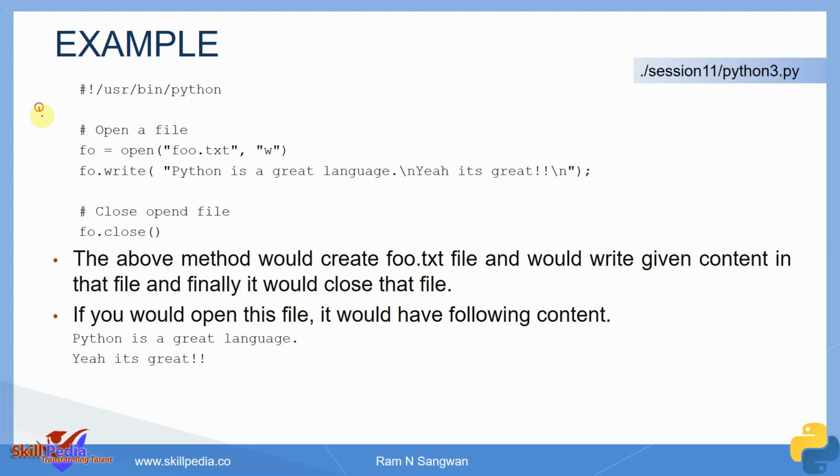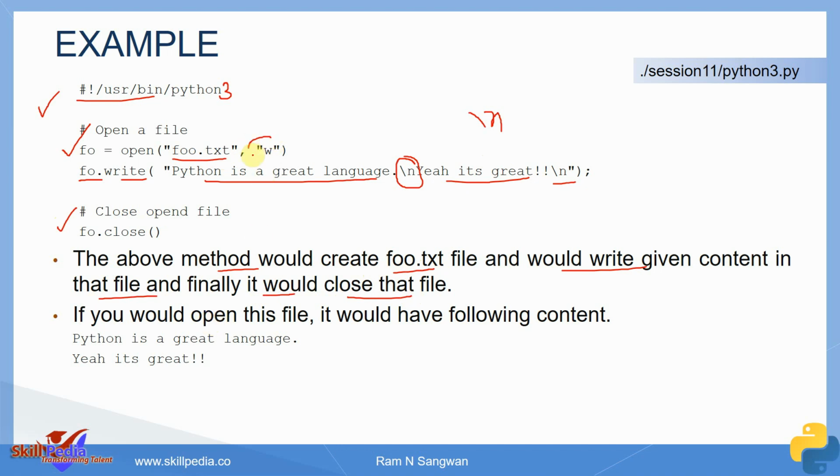This is an example of writing some text into a file. /usr/bin/python3. Open the file, fo.write: Python is a great language. Yeah, it's great. So this \n means new line, and again another new line, so you will see two lines in the file. The file will be created wherever you are executing this script, with this name. Then close the file. The above method would create the foo.txt file, write the given content into it, and finally close that file.